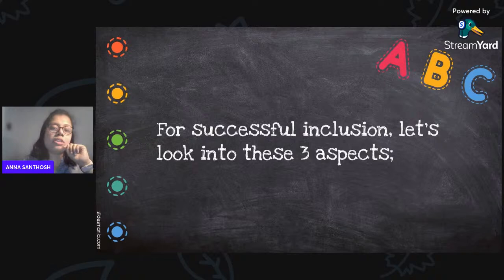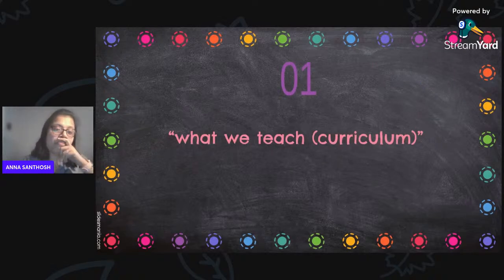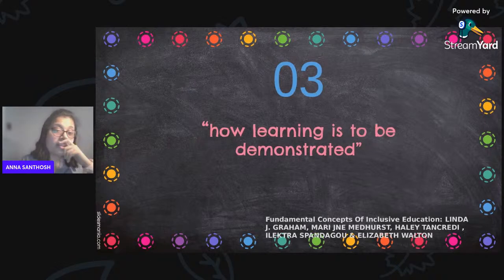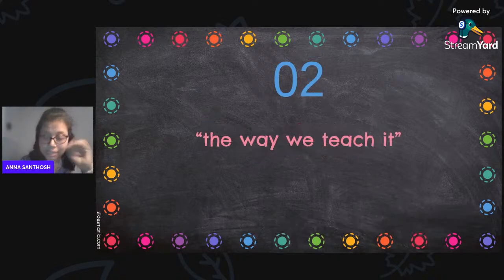And now let's look into these three aspects. The first one is what we teach, the curriculum, and the second one is the way we teach it, our teaching strategies, our teaching methods. And the third one is how learning is to be demonstrated. It could be the assessments, or it could be anything related to how the child would be able to demonstrate his or her learning.